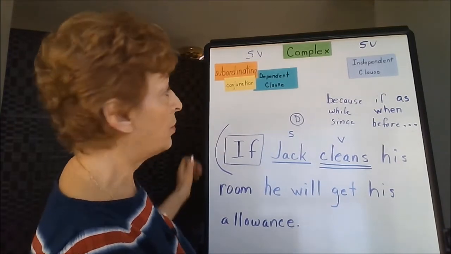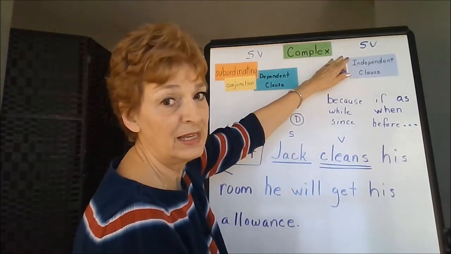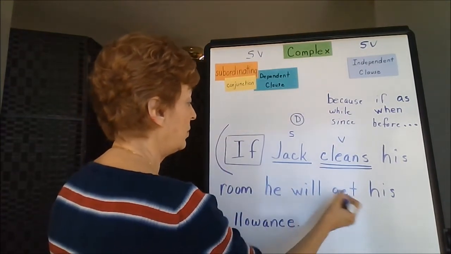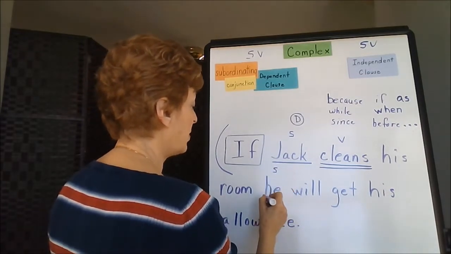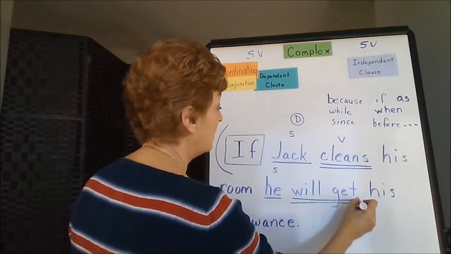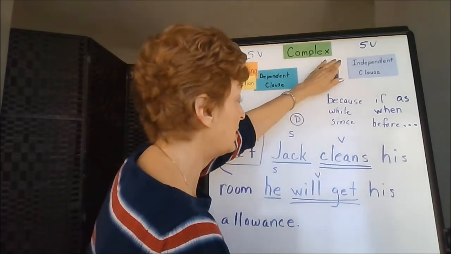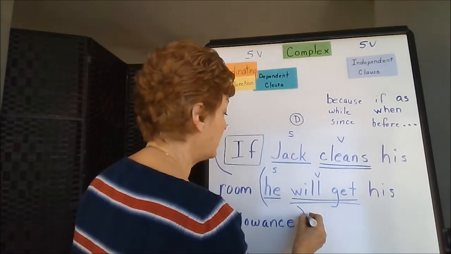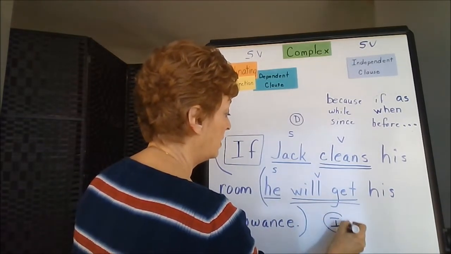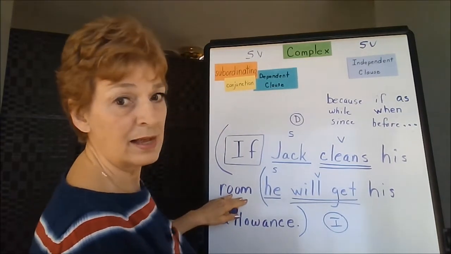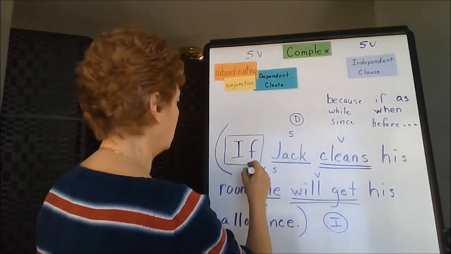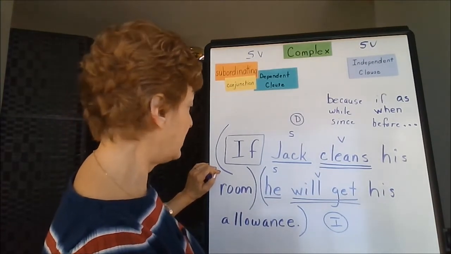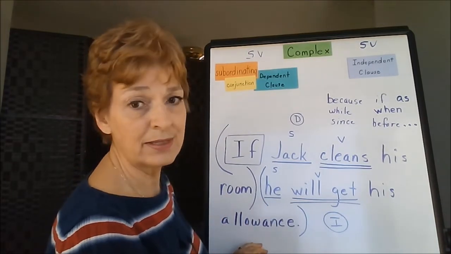As we're reading through, we need to find the subject and verb of the independent clause. And as soon as we hit it, right here, he will get. The subject is the pronoun he, will get. As soon as we find the other subject and verb, we know that that begins the next clause, in this case, the independent clause. So the dependent clause must stop here. Now we can read it as, if Jack cleans his room, he will get his allowance.